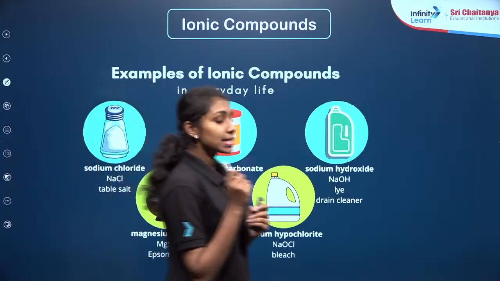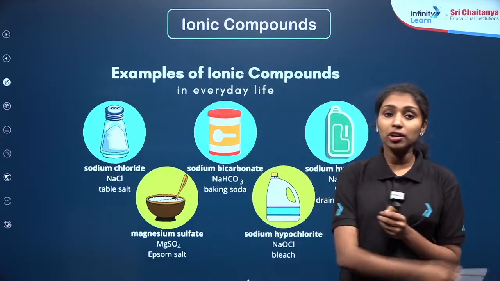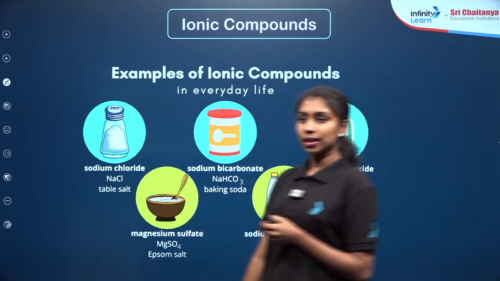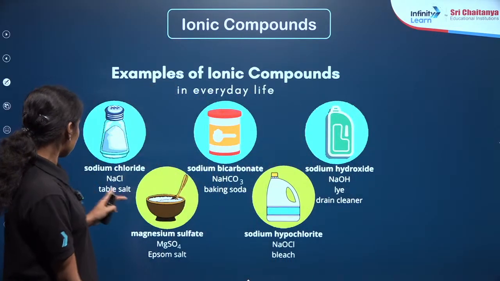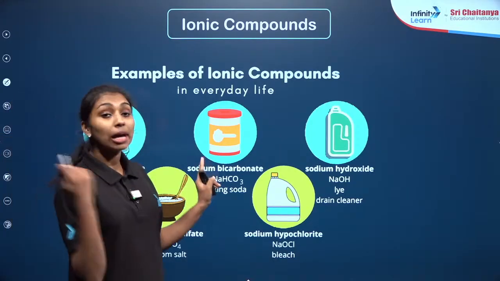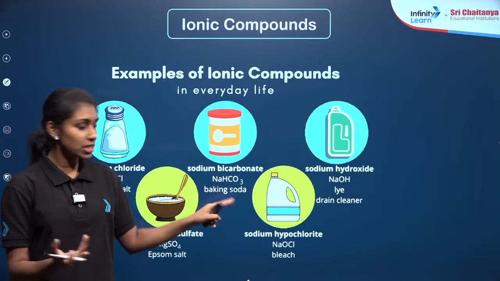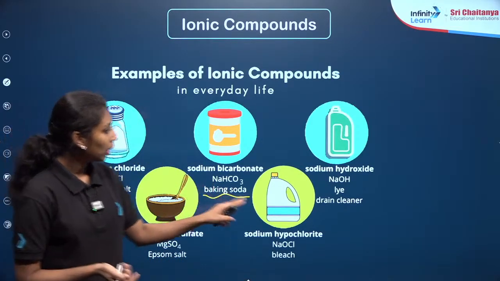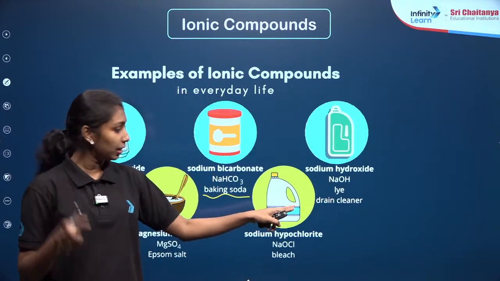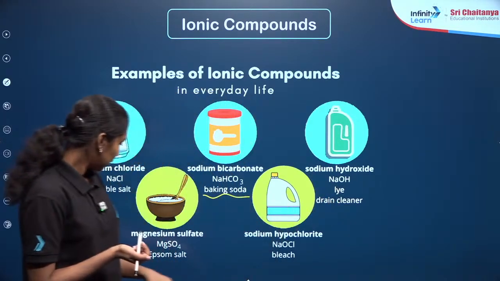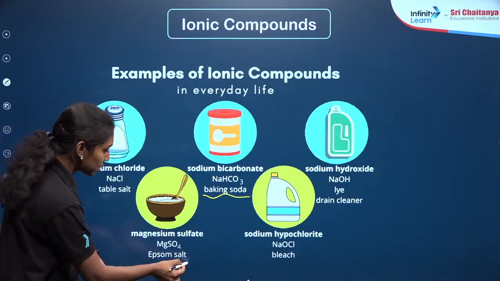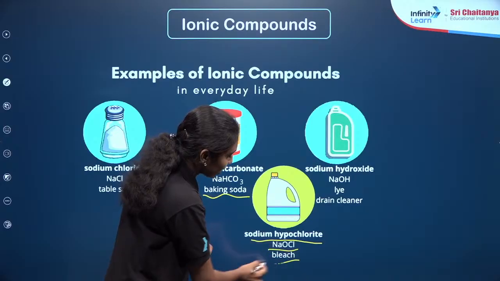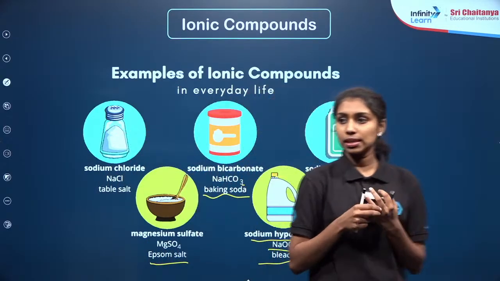Now, what are the examples of ionic compounds? You can see some examples of ionic compounds in real life. First one is sodium chloride, our table salt, right? Then sodium bicarbonate, which you already know as baking soda, used in bakeries, NaHCO3. Then sodium hydroxide, used as a drain cleaner, NaOH. Then magnesium sulfate, known as Epsom salt. Then sodium hypochlorite, which is used as a bleach, NaOCl. These are examples of ionic compounds used in real life. Clear?